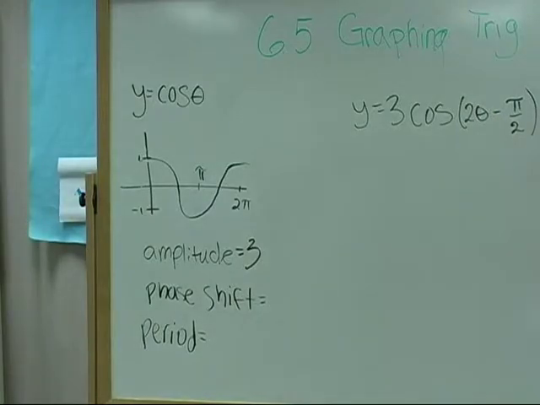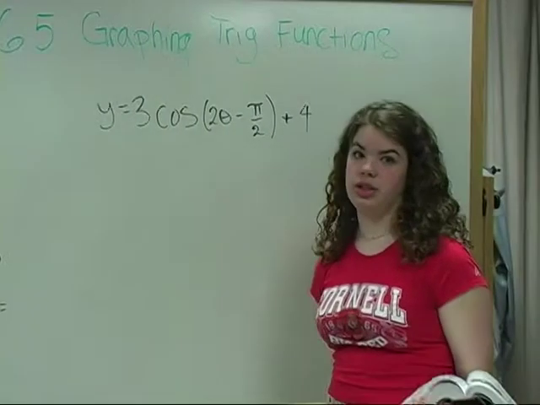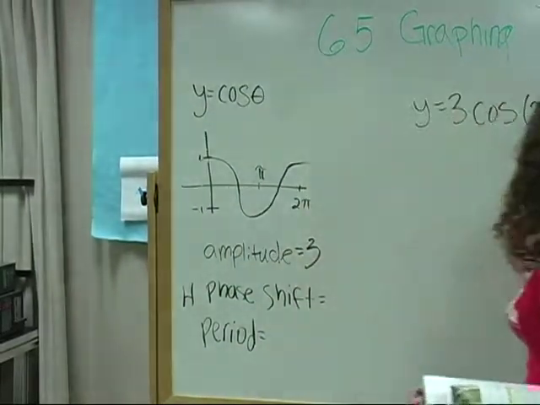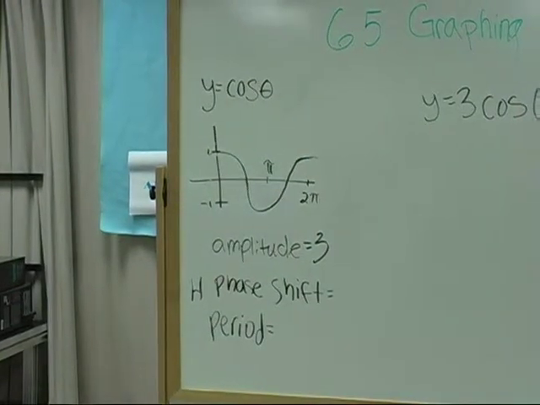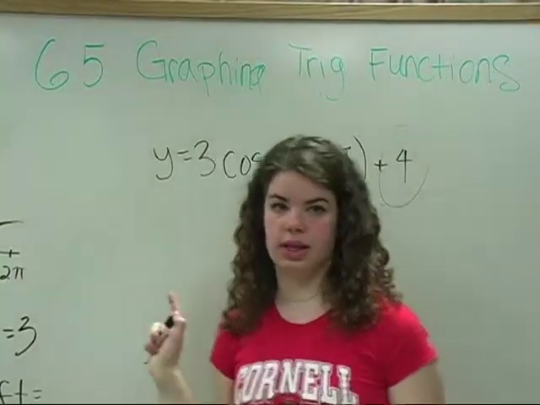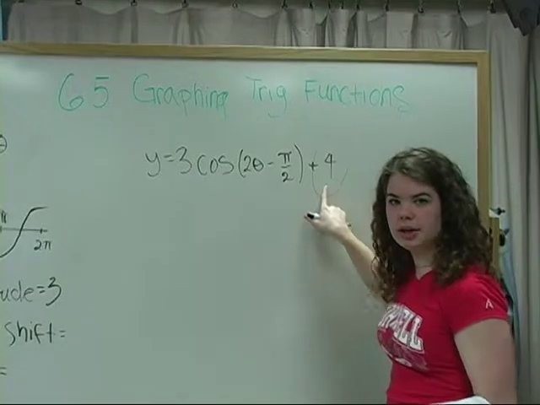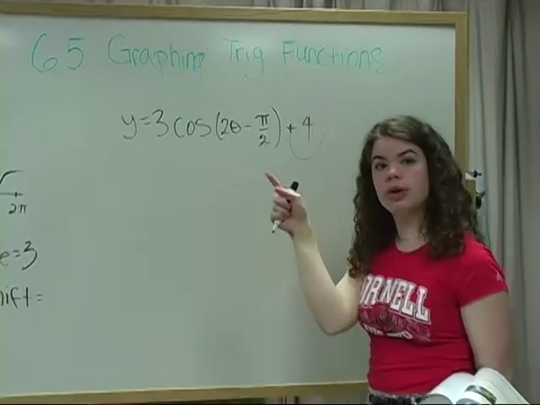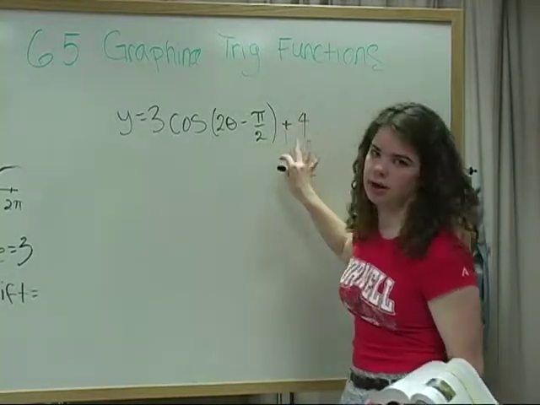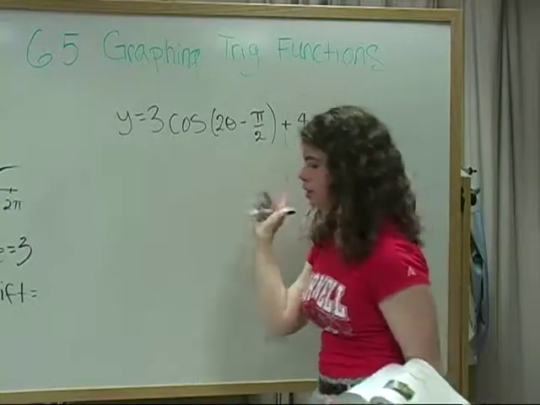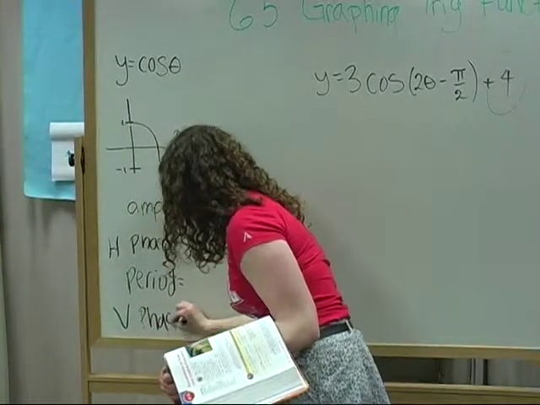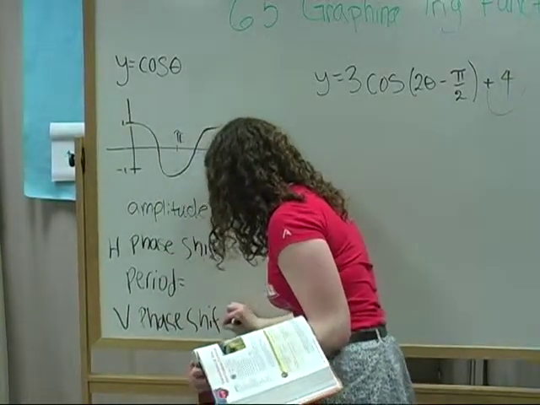And last but not least, we have a vertical phase shift. I'm going to write H over here because that's horizontal, but our vertical phase shift is going to deal with this number over here, this 4. The vertical phase shift is what it looks like. You take the number that you see here, and if it's a plus, you move the graph up 4 units, and if it's a minus, you move the graph down however many units you see here. So in this case, we're moving the graph up 4 units. So vertical phase shift is going to be plus 4.